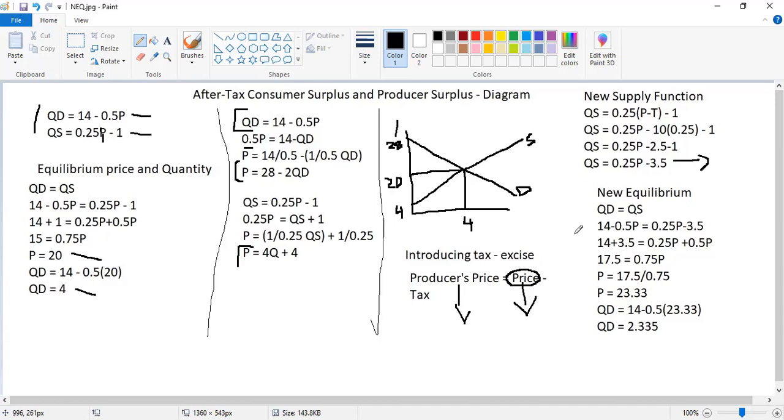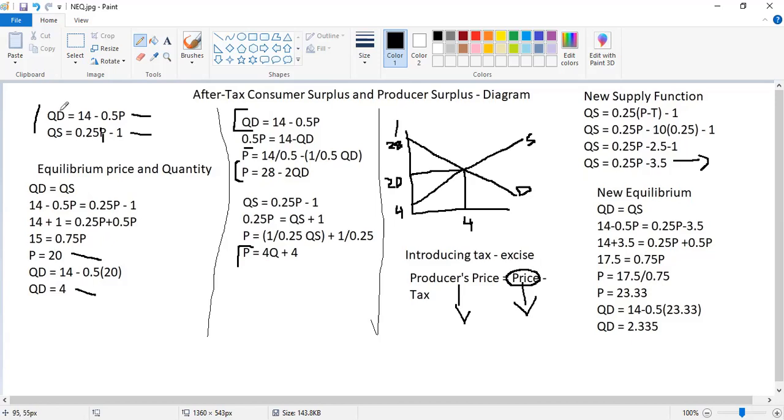So anytime you are working with this kind of question, and you find that the new equilibrium price is less than the old equilibrium price, you are wrong, because it's supposed to be greater. Anytime the government imposes a tax on the producer, prices are going to increase, and quantity is going to reduce.